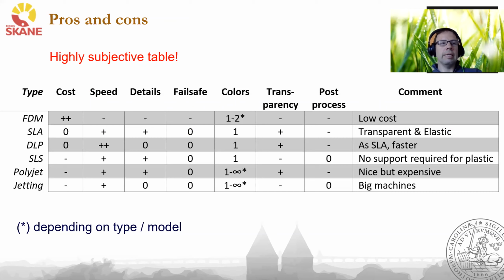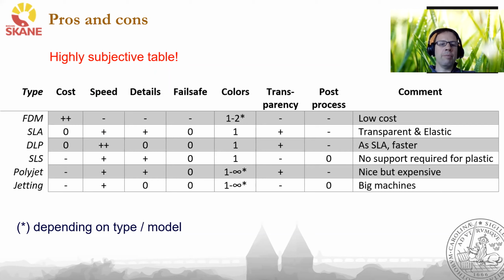Firstly, regarding cost, the FDM technique is a really inexpensive technique. The SLA and DLP are also quite inexpensive. SLS and PolyJet are more expensive techniques. Regarding speed, FDM is likely the slowest technique. SLA is a bit faster. DLP is the fastest of them, and SLS and PolyJet and jetting have about the same speeds, as a principle at least.